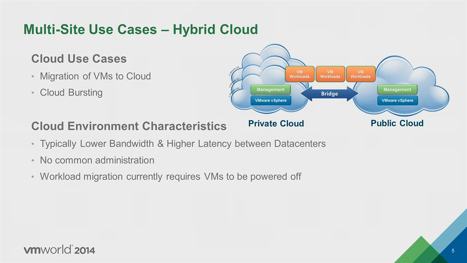Now, given these cloud use cases typically involve internet or maybe WAN services, they'll generally have lower bandwidth and higher latency, and you typically will have no common administration across both locations. The on-premise resources will typically be managed by the enterprise or outsourced, while the off-premise resources will be managed by the provider. So given you're going across different boundaries, workload migration will generally be cold in these scenarios.